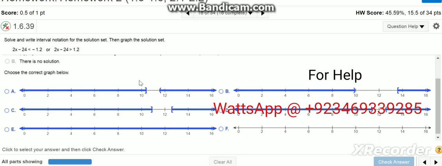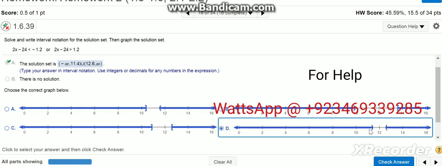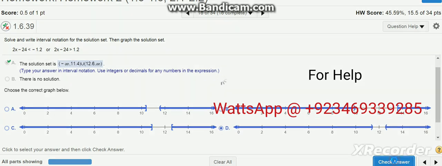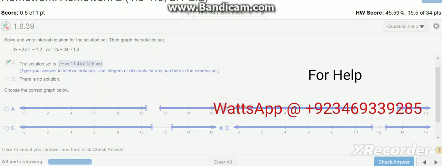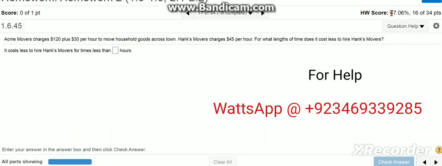So where will our graph start? Minus infinity to 11.4, both graphs will be open. So in D they are both open, minus infinity to 11.4 and 12.6. So let's check it. Fantastic, thank you. Let's move to our next question. Our score becomes 47.06.